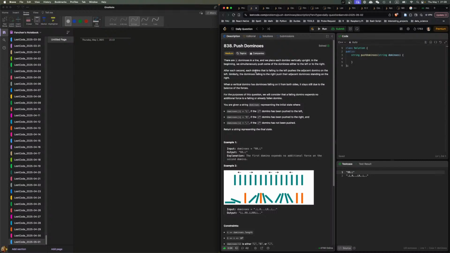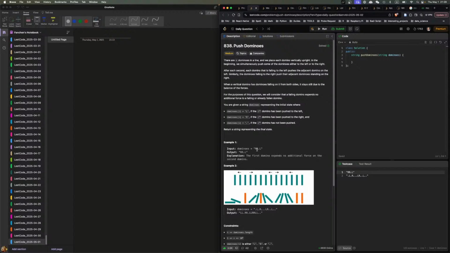After each second, each domino that is falling to the left pushes the adjacent domino on the left, similarly on the right. When a vertical domino has dominoes falling on it on both sides, it stays still due to the balance. For the purpose of the question, we'll consider that a falling domino expends no additional force to the falling or already fallen dominoes. You're given a string, dominoes, representing the initial state where L if the ith domino has been pushed to the left, R if it has been pushed to the right, and dot means it has not been pushed. Return a string representing the final state.